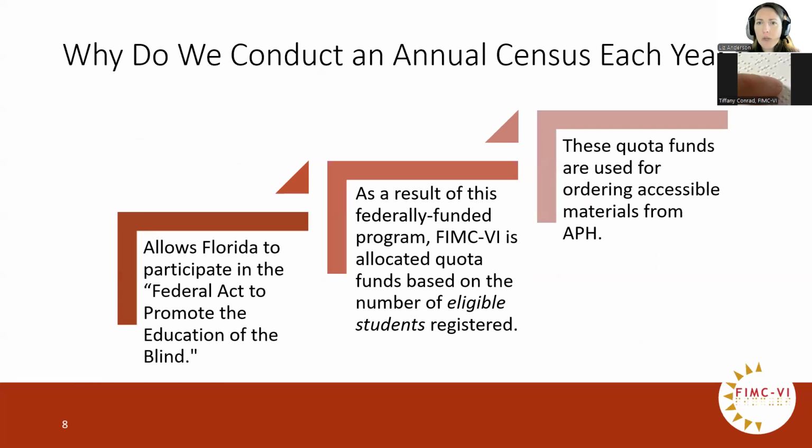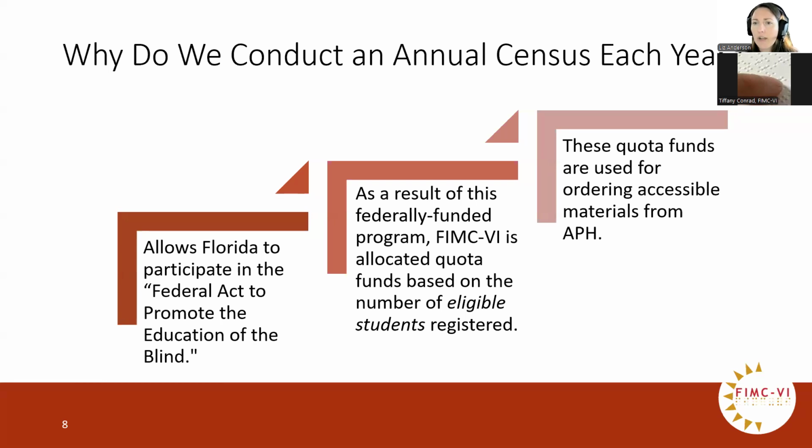All right, so why do we conduct an annual census each year? And it should be kind of coming together, or you may already know the answer to this, but this allows Florida to participate in that federal act to promote the education of the blind. And then because we count all of these students and report them to APH, and Congress has that federal appropriation every year. There's a line item in the budget specifically for this. FIMC is allocated quota funds based on the number of eligible students registered with us.